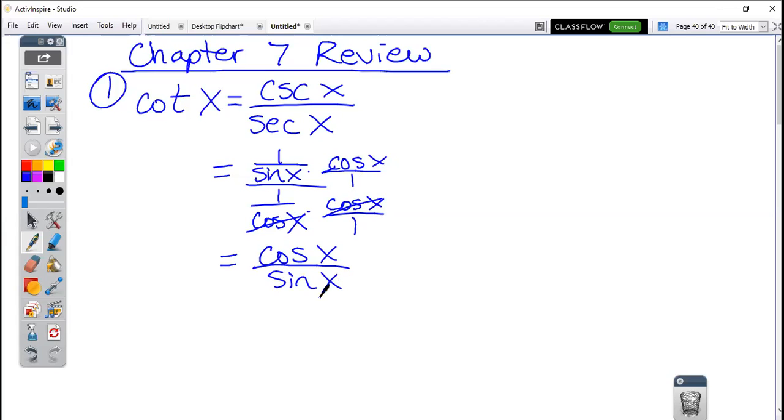And from here, it's just a matter of, do you want to change the cosine x over sine x to cotangent x, or do you want to change the cotangent x to cosine x over sine x? It's up to you. It doesn't really matter, okay? Just know you're not done proving your identity until you get both the exact same thing on both sides. As soon as you get the exact same thing on both sides, you're finished when it says prove or when it says verify, all right? Everybody good on number 1? Awesome. Number 2.